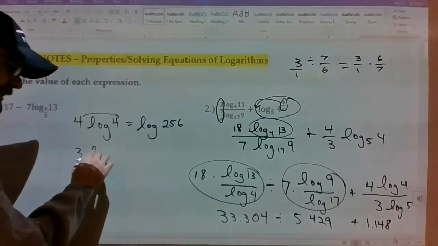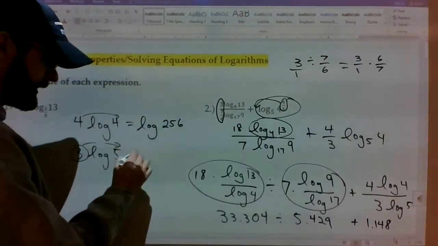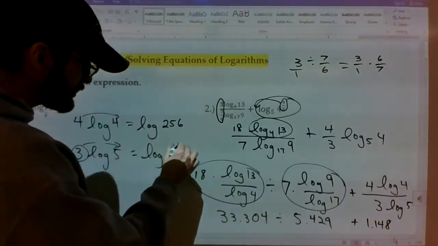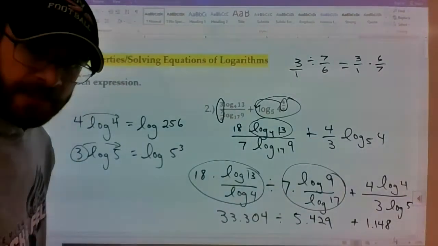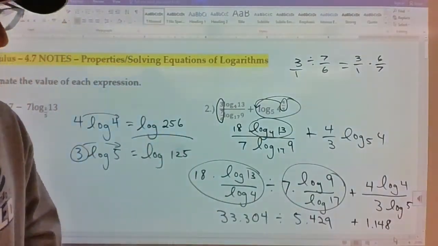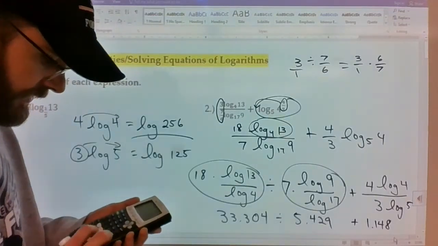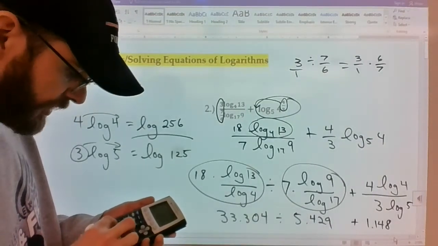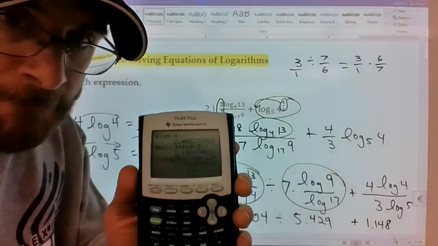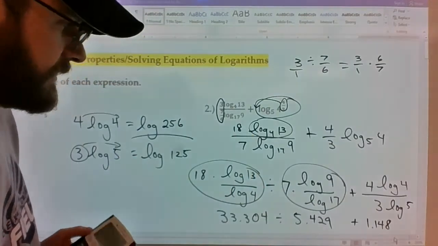Just like 3 log base 5, that 3 can go back to be the exponent. So it's log base 5 to the 3rd power. I just so happen to know that 5 to the 3rd power is 125. So this is a very easy way to check to see if you did that calculation properly. Log of 256 divided by log of 125, a lot easier to plug in the calculator. And it also ends up being 1.148. Nifty, huh?